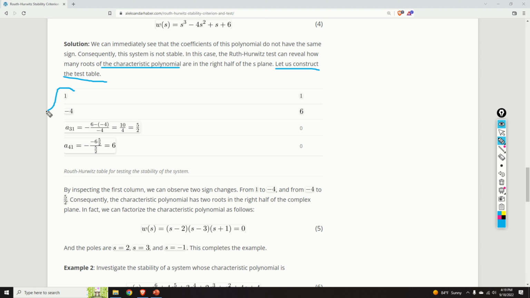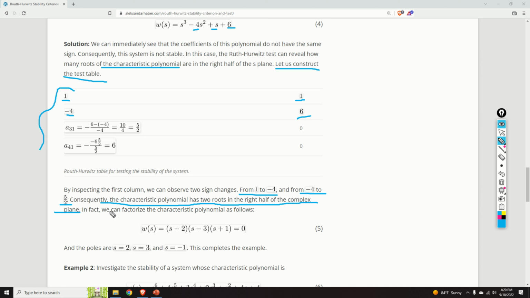So here's our test table. Here's the first coefficient 1. Then we have the coefficient 1 over here. We have -4 over here. And we have 6 over here. And the rest of the table is constructed by using the recursive formula that I explained at the beginning of this video. Now, by inspecting the first column, we can observe two sign changes, from 1 to -4 and from -4 to 5 over 2. Consequently, the characteristic polynomial has two roots in the right half of the complex plane.